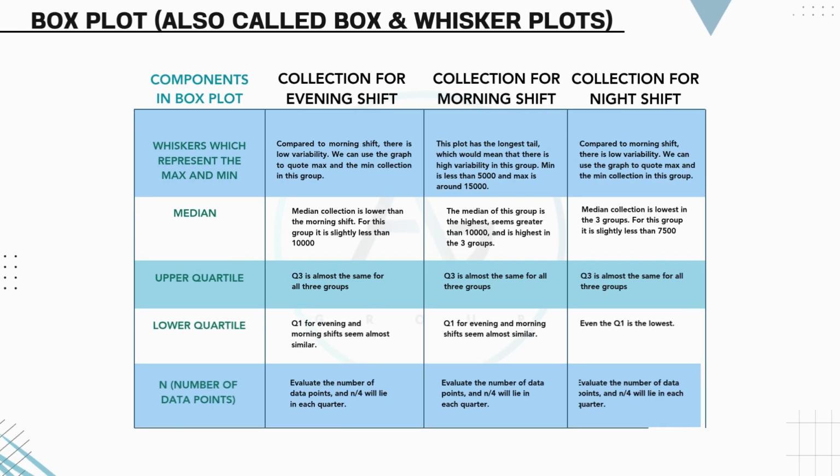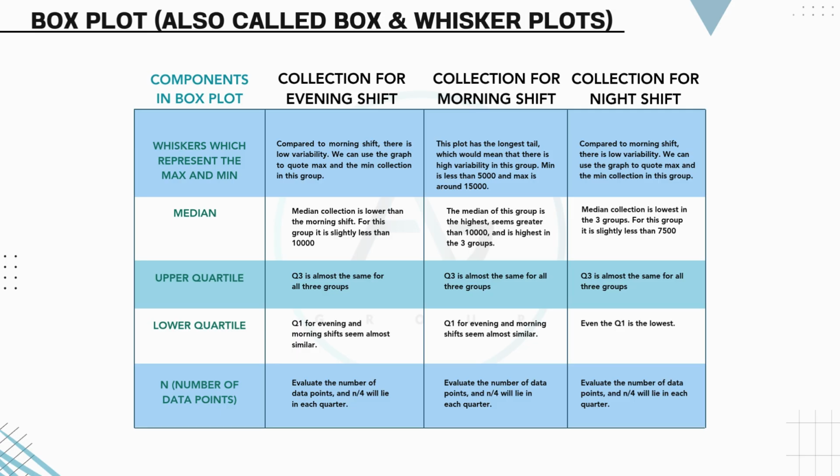This slide presents a comparative analysis of box plot components for three different shifts, evening, morning, and night, based on the collection variable. We're breaking down the comparison by each component of a box plot. One, whiskers, max and min values. Evening shift shows low variability. The whiskers are shorter, indicating more consistency in collection amounts.